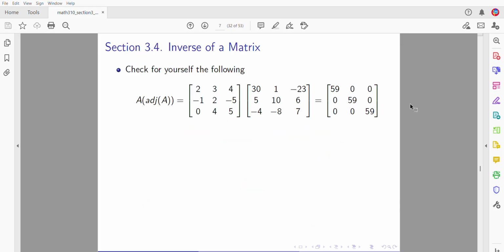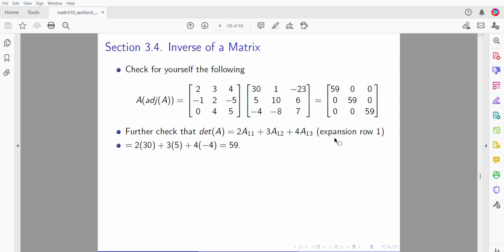Check for yourself. That's my matrix A, and that was the adjoint matrix. When you multiply, you get a diagonal matrix of 59s. You'll have to check for yourself. Further check: you see the original matrix's determinant A. I'm expanding it along row 1: 2 times a submatrix, 3 times a submatrix. Notice the cofactor gets you the sign. And you get that to be 59. So that's the magic we are looking for. Okay, let's continue in the next video.